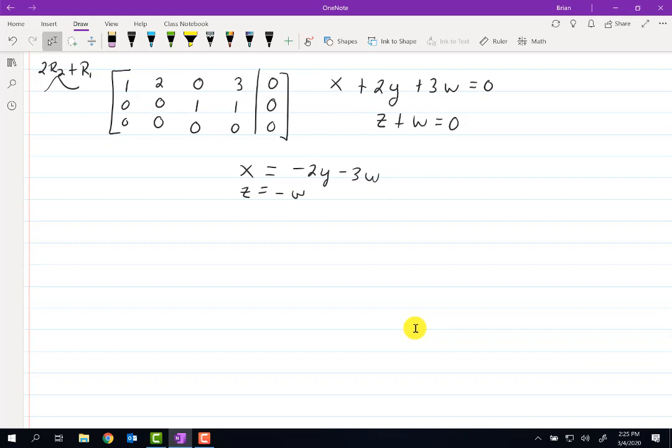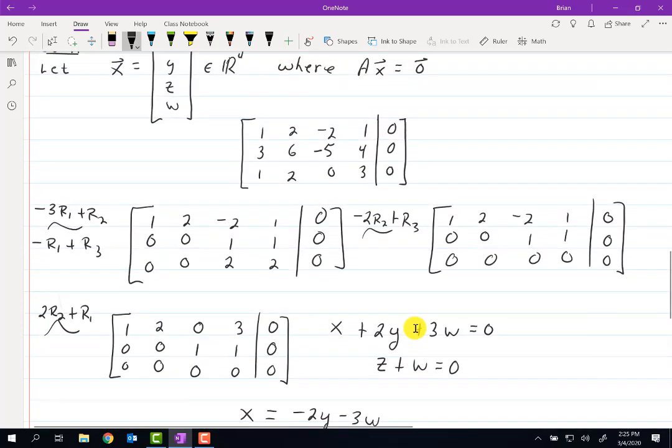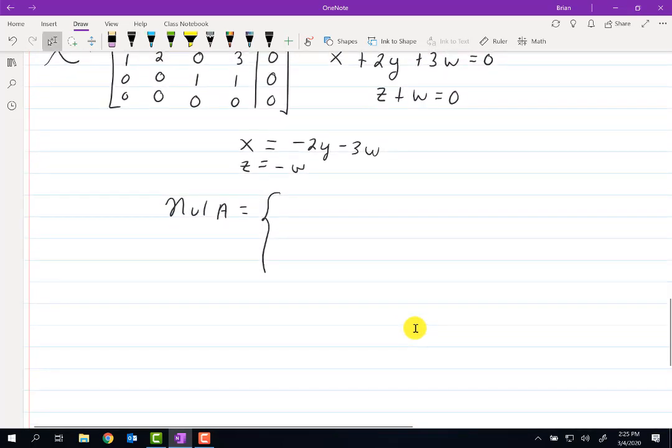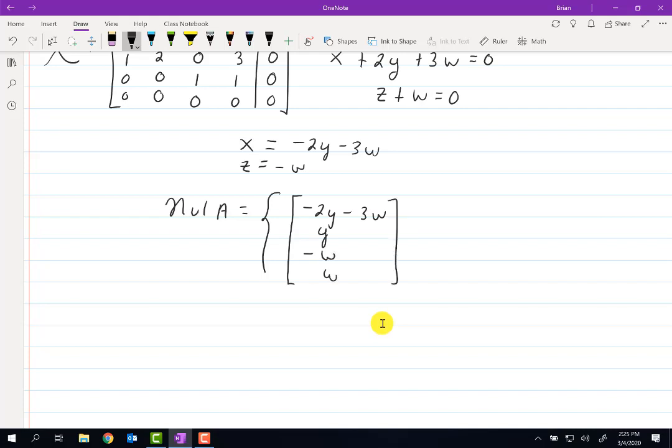So when I write my null space out, here's what it's going to look like. Remember, these are from R4. So I need 4 rows in my vector: 1, 2, 3, 4. All right, so I have enough. Well, the x looks like this: negative 2y minus 3w. Y can just be y. Z is equal to negative w, and then w can just be itself, such that y and w are real numbers.